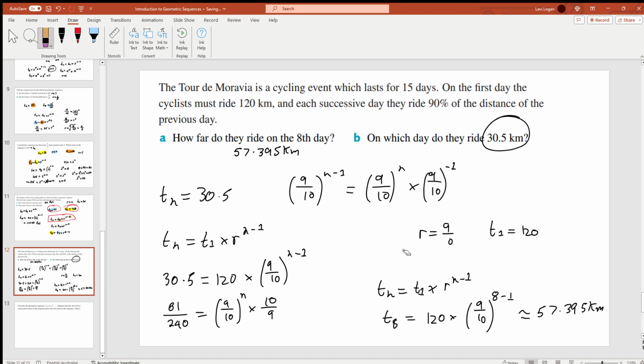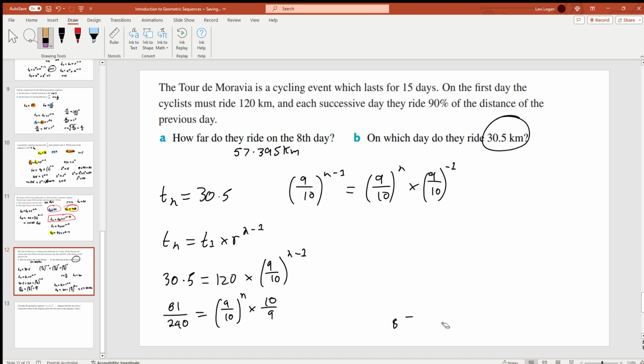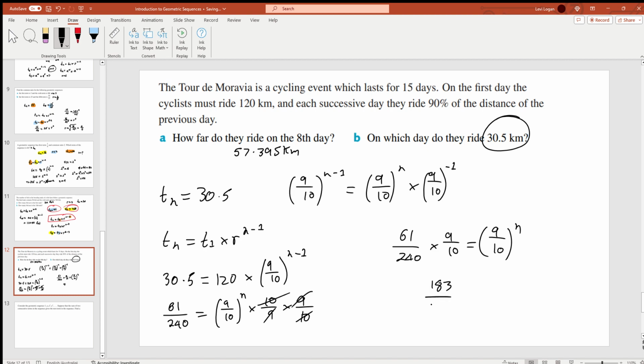Okay, I'm going to rub this out now because I don't need it anymore. Plugging this in, so now we're going to have 61 over 240 times 9 on 10, because I divide both sides by this, by multiplying by 9 on 10. So that's why it's on this side now. And then I have 9 on 10 to the power of n here. Okay, I'm going to work out what this is with our calculator. 61 over 240 times 9 on 10 gives me 183 over 800 equals 9 to the n on 10 to the n.